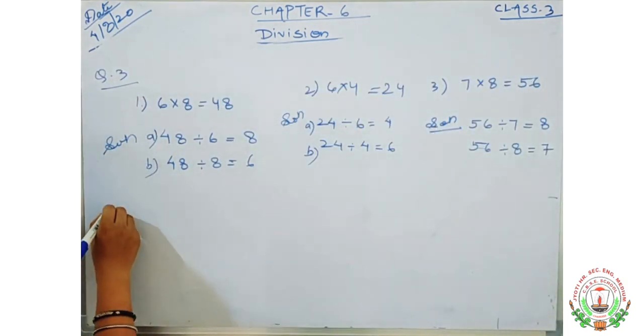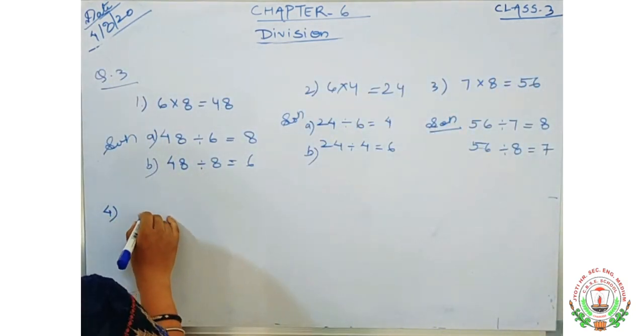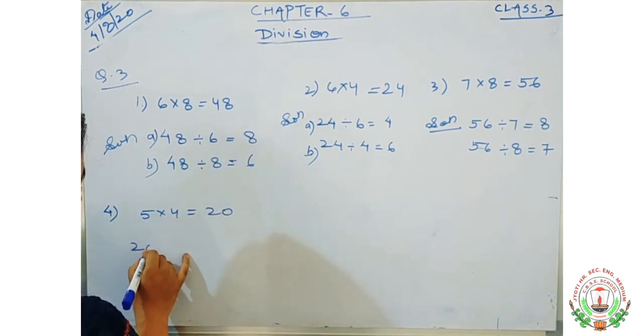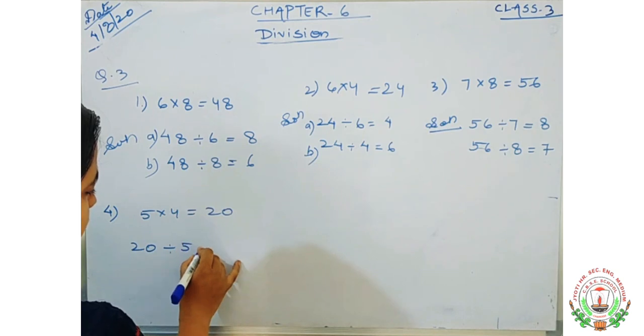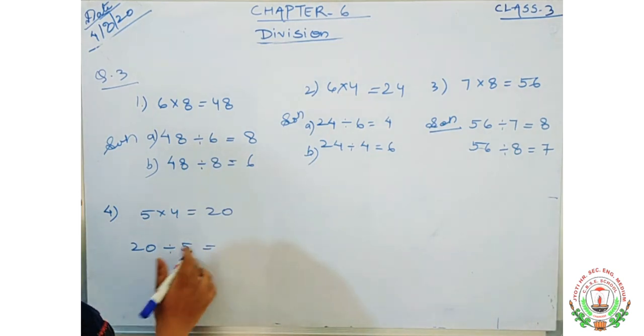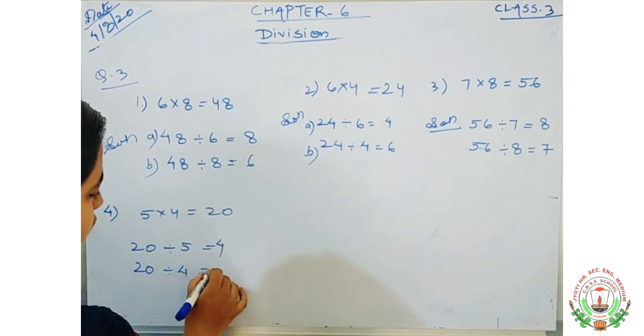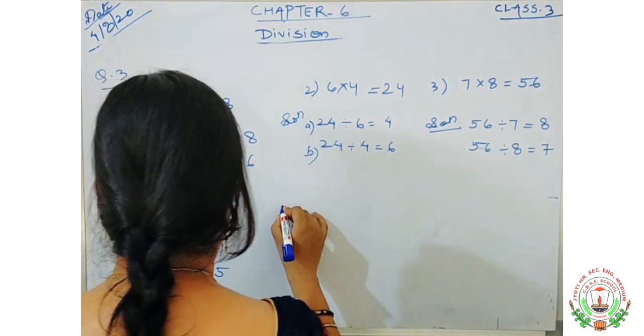Number 4. 5 into 4 is equal to 20. So one time you will divide 20 by 5. 5 4s are 20. One time you will divide it by 4. You will get 5.